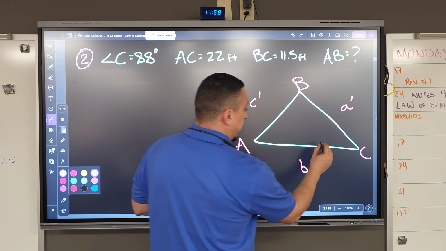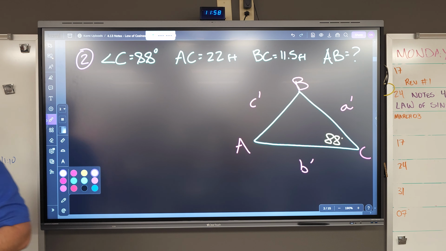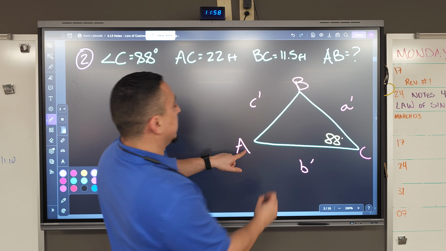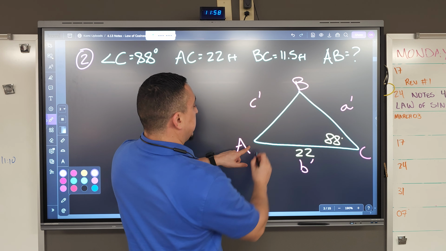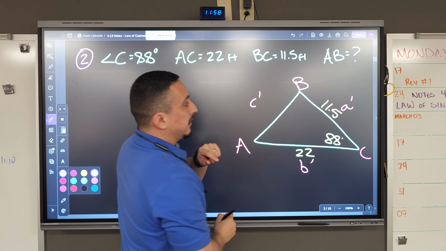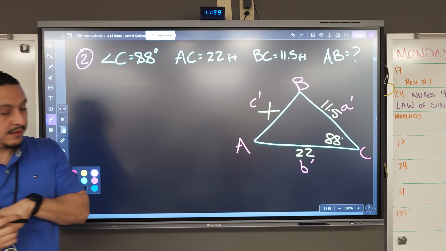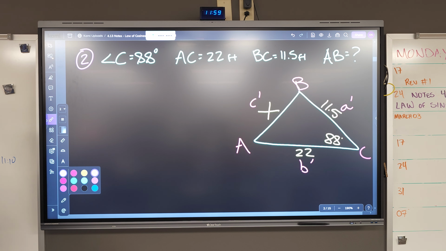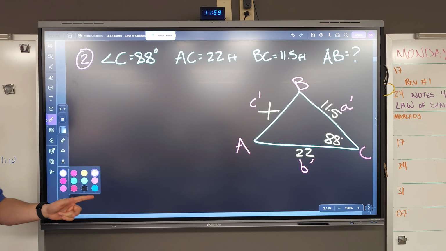C is 88. I think the main issue that I saw yesterday and today is just rushing and then putting the number in the wrong place, and that obviously causes us big problems. AC is 22. BC is 11.5. And they want AB, right? So what formula should we use? The A, the B, or the C? The C. Okay, so go for it.